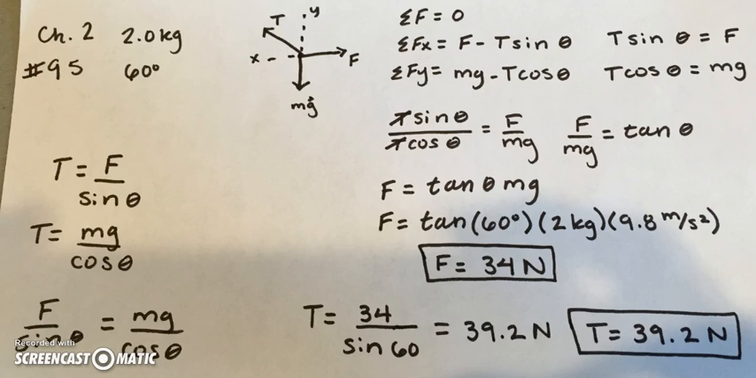A 2-kilogram ball tied to a string fixed to the ceiling is pulled to one side by a force F. Just before the ball is released and allowed to swing back and forth, how large is the force that is holding the ball in position, and what is the tension in the string?